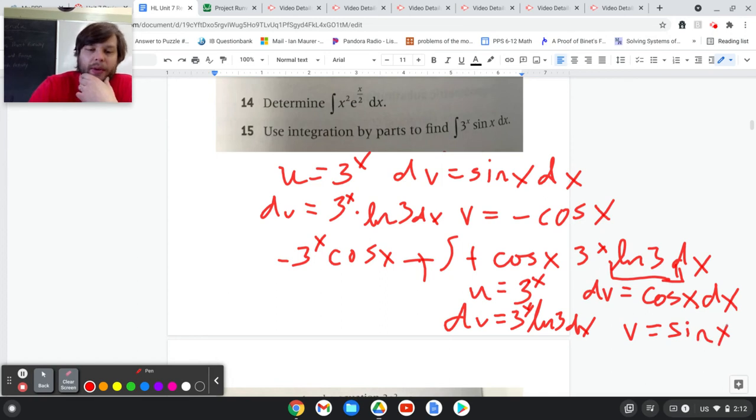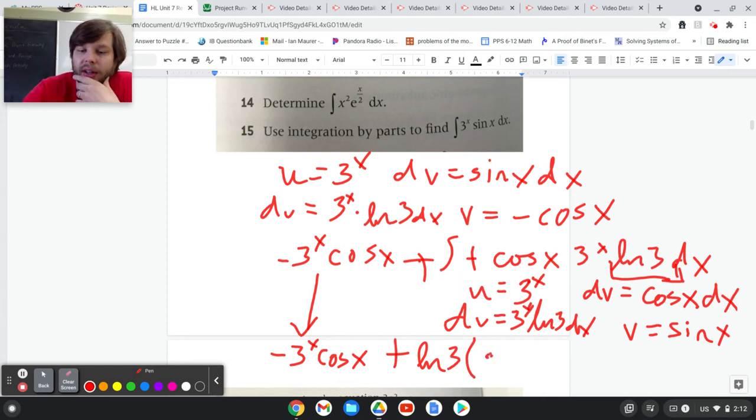So we can set up our thing. I'm just going to drop this thing down. Negative 3 to the x cosine x, plus, I pulled natural log of 3 outside of the integral. So then I have my u, v, minus integral of v du.